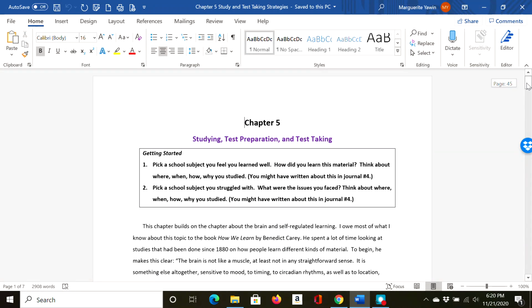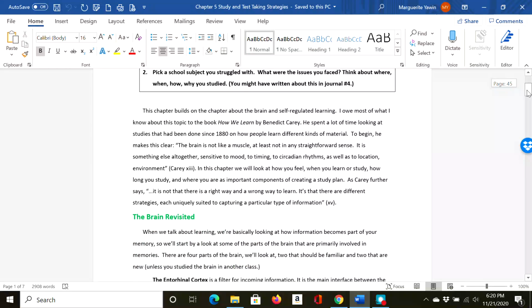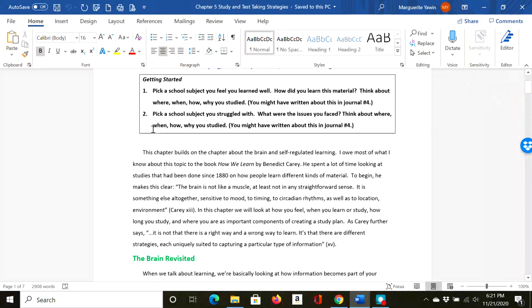So what you're going to see in Chapter 5 is we're going to take a look back at the brain. Obviously, when you get into this, look at these two questions. As you're going through this chapter, you're thinking about subjects where you did well and subjects where you didn't do well. But I want you to think about, what do you remember about the brain and the different parts of the brain? And what do you remember about the advice I gave you when you were looking at this chapter? Because it was going to be somewhat vocabulary heavy.